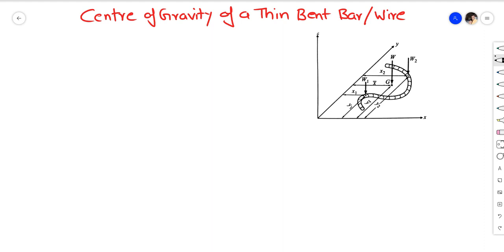So in this video, I will explain how to calculate mathematically the formula of center of gravity for a thin bent wire or bar. We can also call that a 1D body. So here you can see that this is a wire in XY plane. Consider this thin bent wire having a uniform cross section and lying in XY plane as shown in this figure.